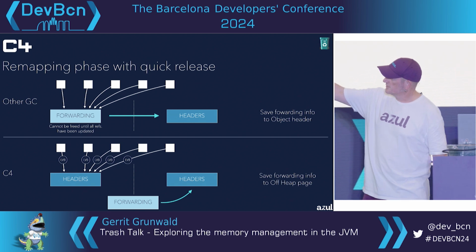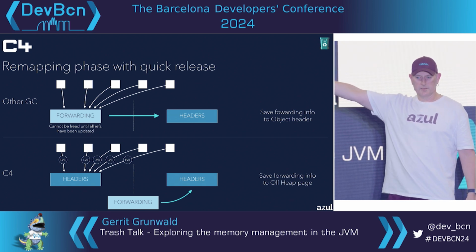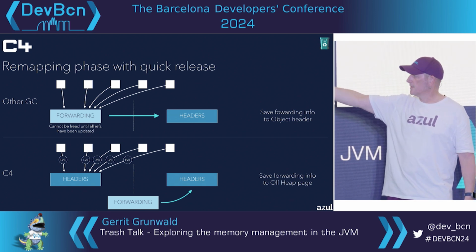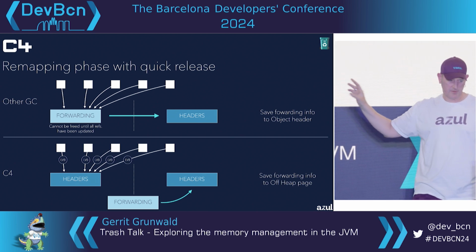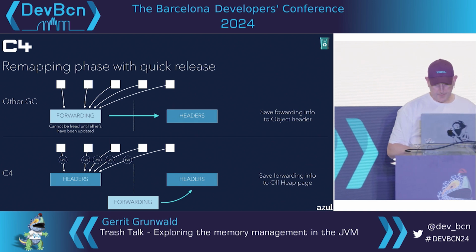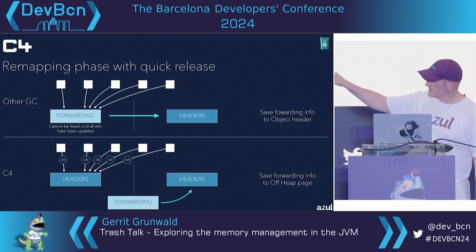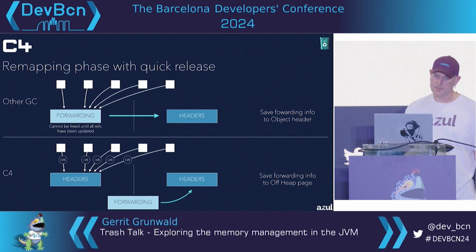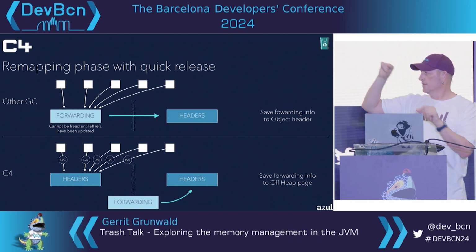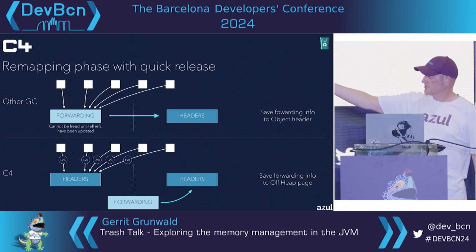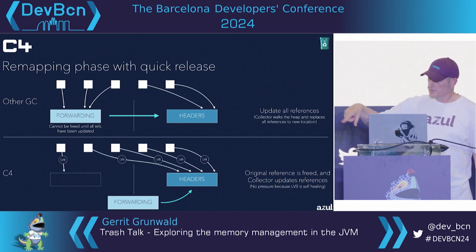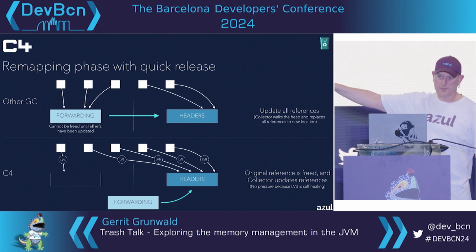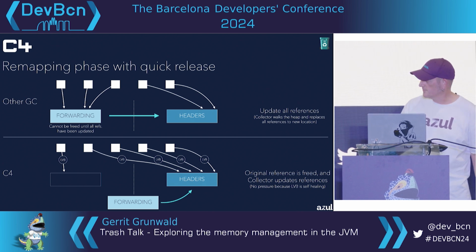Instead of moving the forwarding pointer to the old object, as we saw before with the Brooks pointer, we just move it outside of the heap completely. We put it in an off-heap area, and then updating the references will be done by the loaded value barrier. Every time something tries to reach this header, the old one, it will automatically use the forwarding information from the off-heap page and point to the new one.